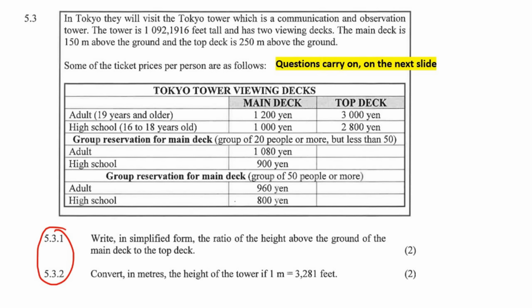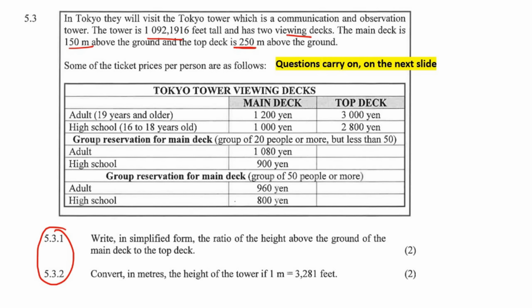Okay, so it says that in Tokyo, they will visit. Okay, so when they say they, there was a question 5.2 before this one in this exam, but you don't need to know what that question was all about. So trust me, we can do this question as a standalone question. So in Tokyo, you can just think of these people. In Tokyo, these people will visit the Tokyo Tower, which is a communication and observation tower. The tower is that many feet tall with 2 viewing decks. The main deck is 150 meters above the ground. And the top deck is 250 meters above the ground.